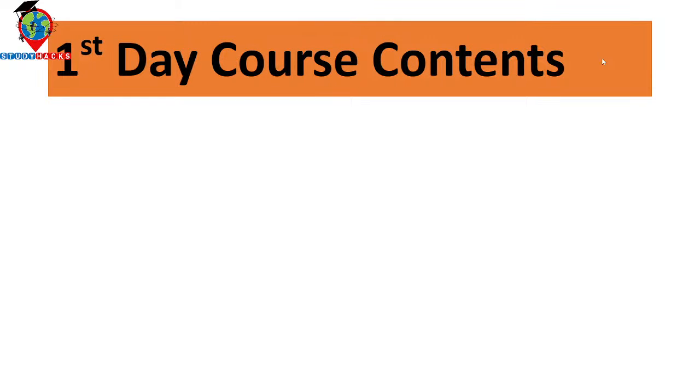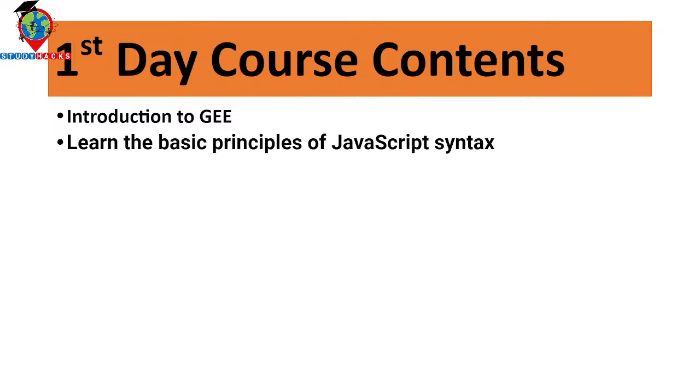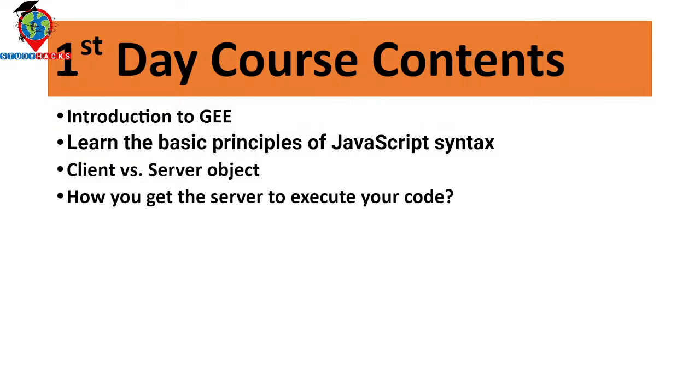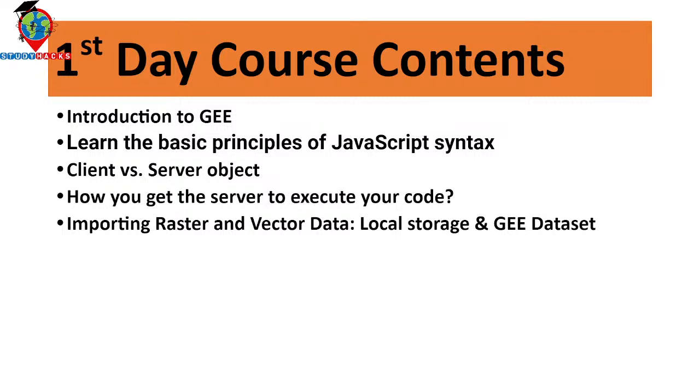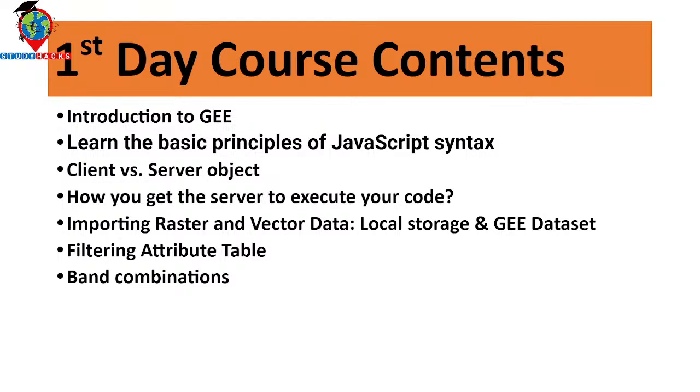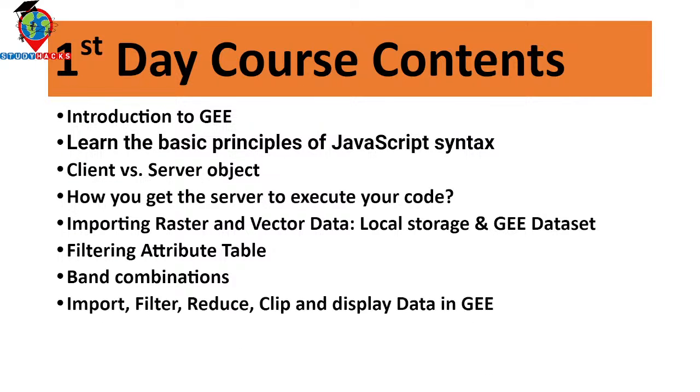So basically today is our first day. Today I will try to discuss the introduction to Google Earth Engine, then learn the basic principles of JavaScript syntax, then client and server objects, then how we can get the server to execute your code, then importing raster and vector data from local storage and from the Google Earth Engine dataset, then filtering an attribute table, and then band combination. We'll also discuss importing and filtering, reducing, clipping, and displaying data on the Google Earth Engine platform.